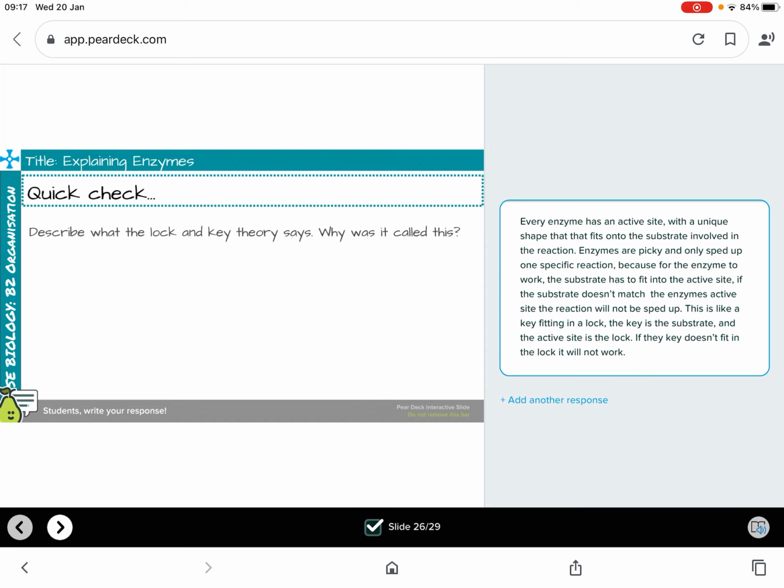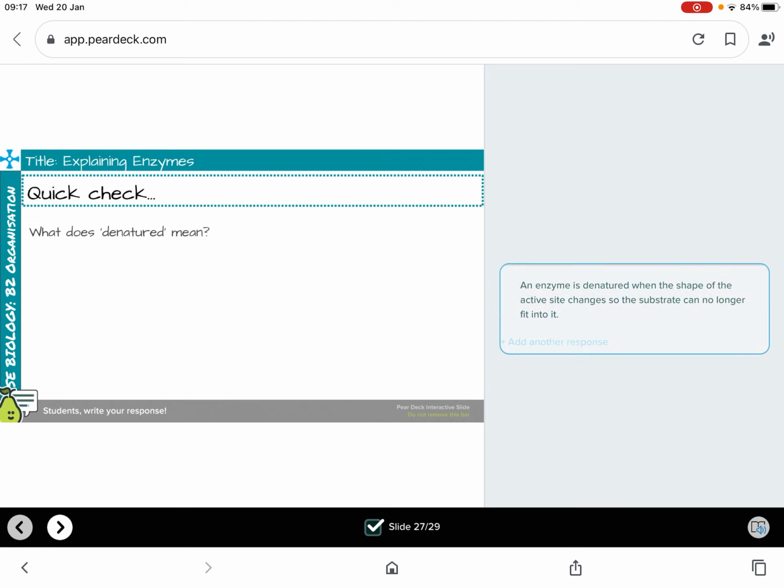Enzymes are picky and only speed up specific reactions because for the enzyme to work, the substrate has to fit into the active site. If the substrate doesn't match the enzyme active site, then the reaction will not be sped up. This is like a key fitting into a lock. The key is the substrate and the active site is the lock, and if they don't fit, the lock won't work. It's the same thing. If the substrate won't fit inside the active site, then the reaction won't be sped up.